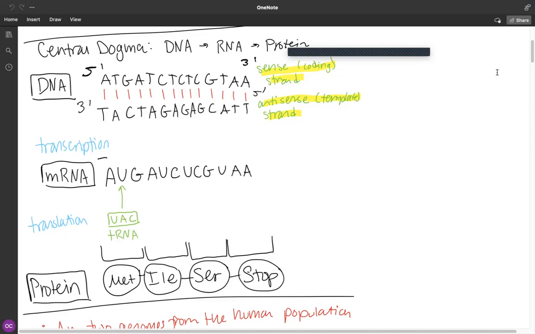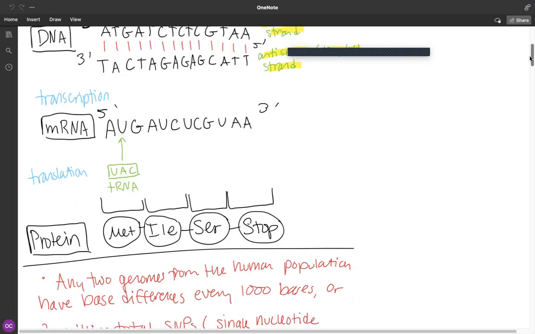So in transcription, we're taking that DNA sequence and we're turning it into messenger RNA. And then in translation, we'll have our tRNA match with our mRNA sequence. And then from that, we'll produce amino acids. And in that chain of amino acids, we will have our protein. And remember that for proteins, we always start off with the amino acid methionine, and we always end with a stop codon.